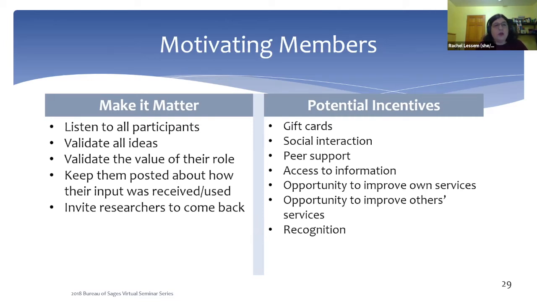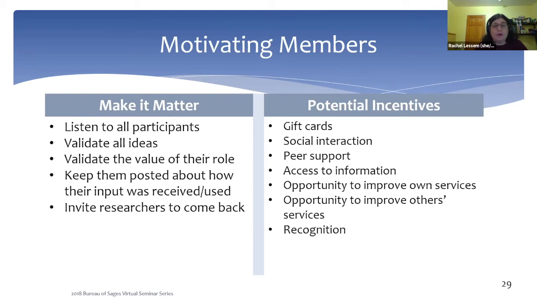And also thinking through the incentives, gift cards, which operate as remuneration for people's time and effort in providing this valuable feedback. Having the social interaction, especially during COVID, if you're meeting virtually, still having that ability to see people when people are so isolated right now.